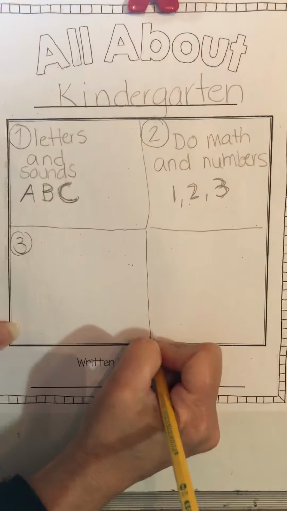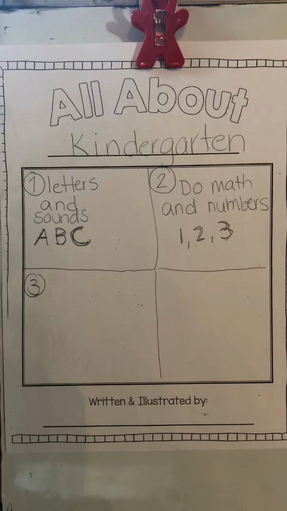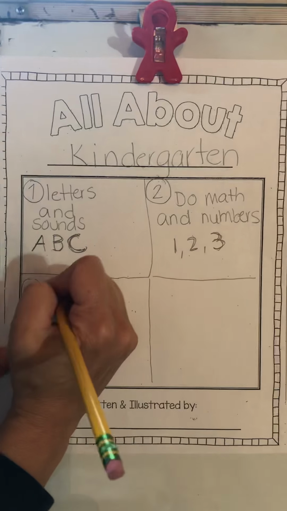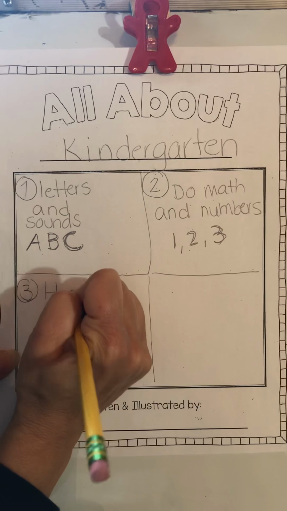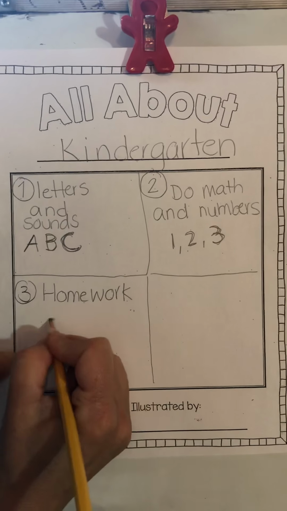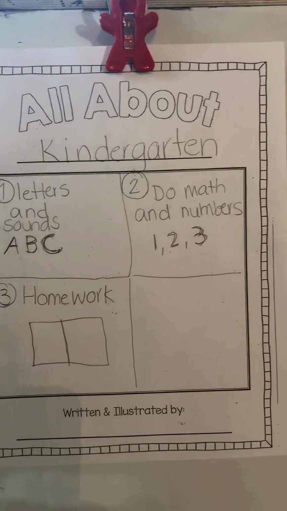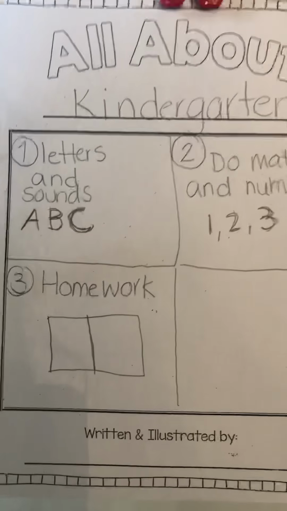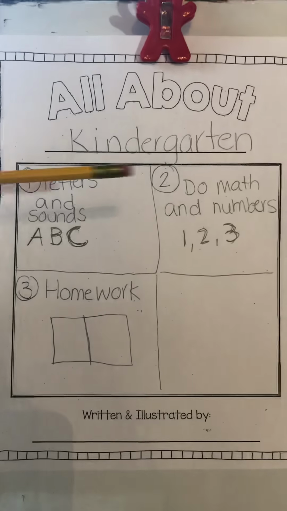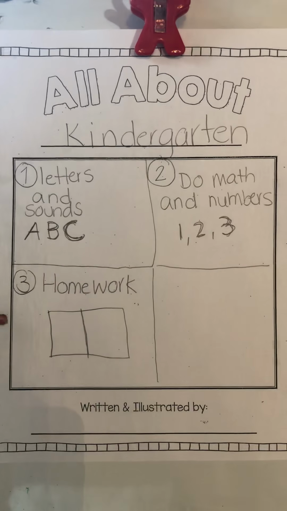Ooh, let's see. Number three. What's another fact? Kindergartners, oh, I heard you, have homework. Yes, I bet preschoolers do not have homework. Kindergartners have homework. Let's make like a folder here because you have that folder that goes home. Here's our folder. So fact number one, kindergartners know letters and sounds. Fact number two, they do math and numbers, 1, 2, 3. Fact number three, they have homework, a homework folder.